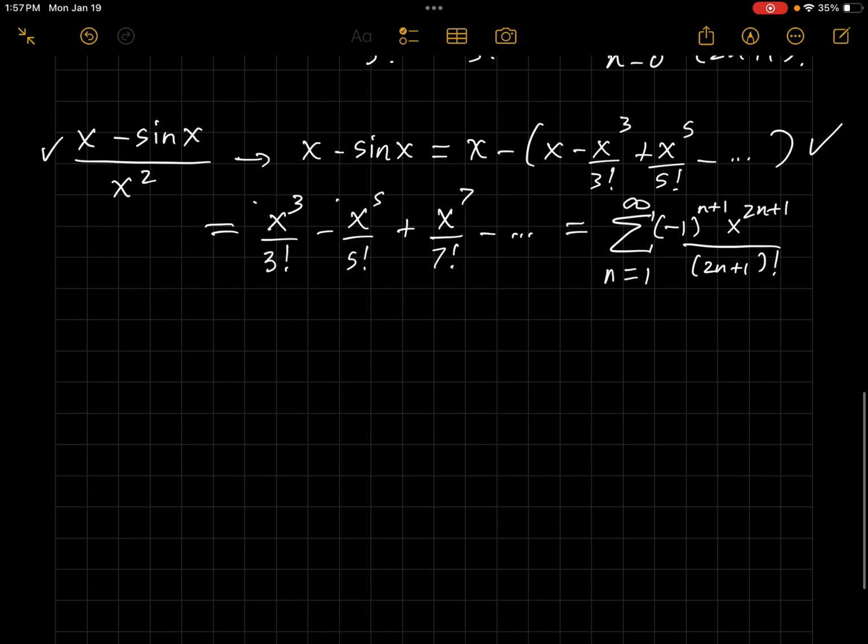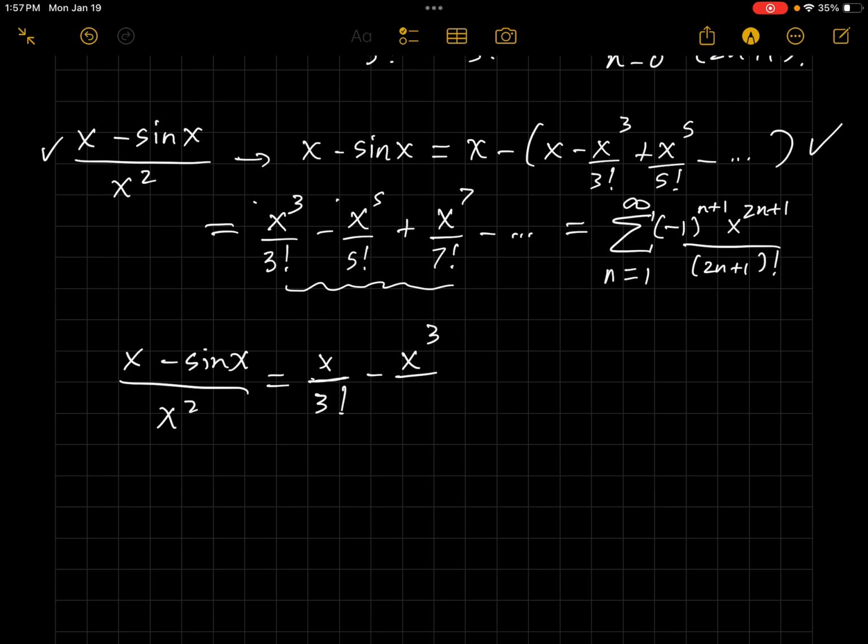Okay, well, let's look at x minus sine x over x squared now. How do I finish this off? Well, pretty easy. I just divide every single term by x squared. So I get x over 3 factorial minus x cubed over 5 factorial, etc.